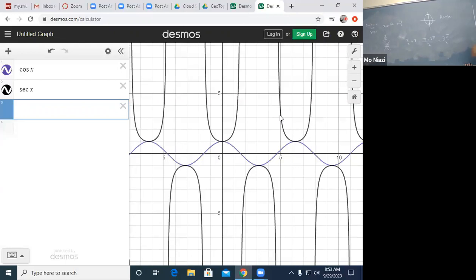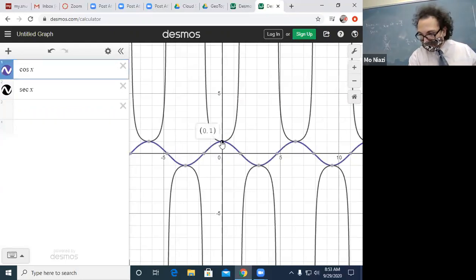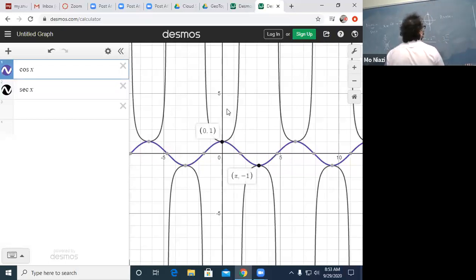What is the range of secant? This is our secant. Notice visually, it goes from -1 to negative infinity and +1 to positive infinity. So it has the same range as the cosecant.